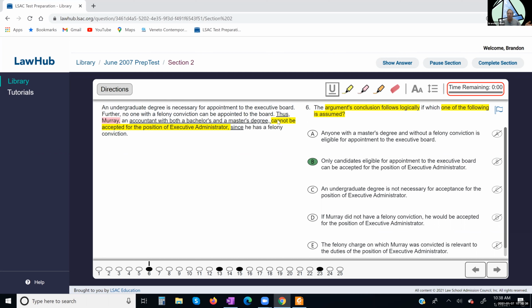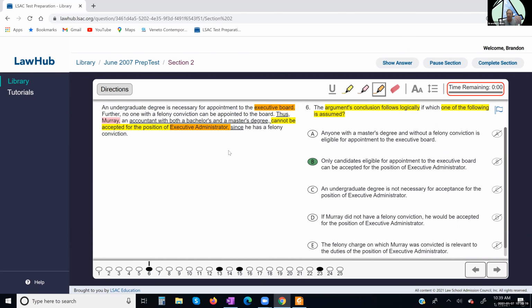Do we have evidence about some sort of characteristic that cannot be accepted for the position of executive administrator? What we have to recognize on this test is when new language comes up, especially new language in the conclusion. Executive administrator, where did that come from? They never talked about executive administrator anywhere. What they want is for us to have thought executive board is the same thing as executive administrator. Now, in your mind, you might be like, but isn't the executive administrator on the executive board? They didn't say that. That's not going to fall within LSAT common sense acceptance.